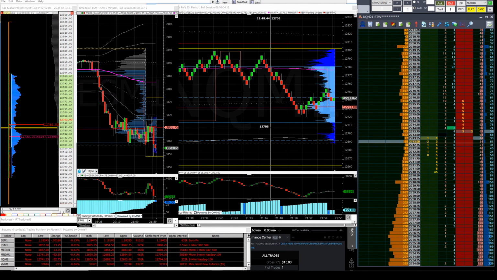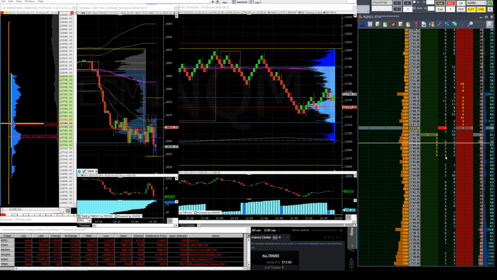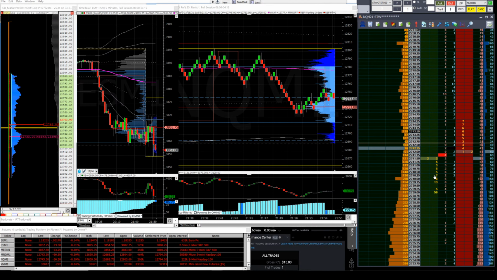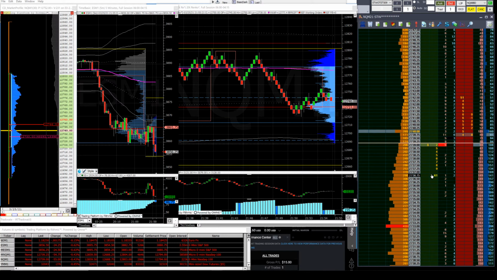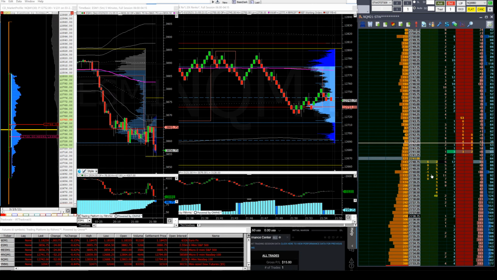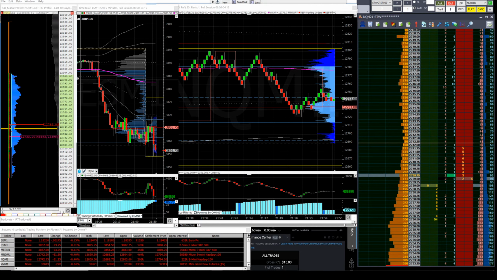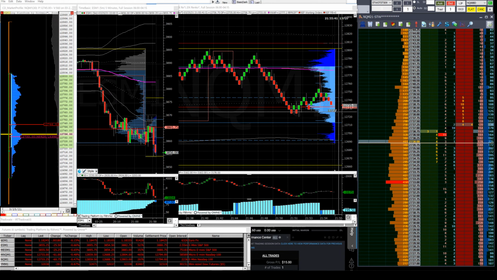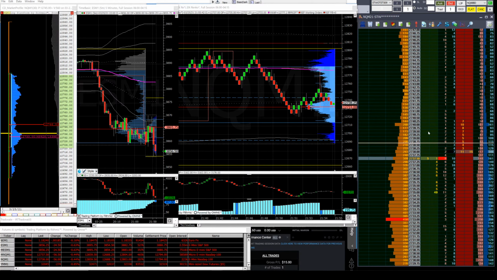Boy, they're just toying with people. And now with that POC, VPOC I should say, that's the volume point of control, not the market profile. That's only indicated over here. So are we going to take a bounce off that thing, like usual?